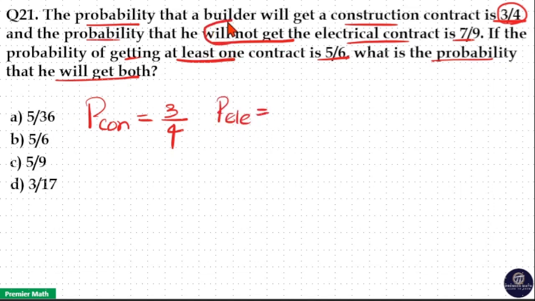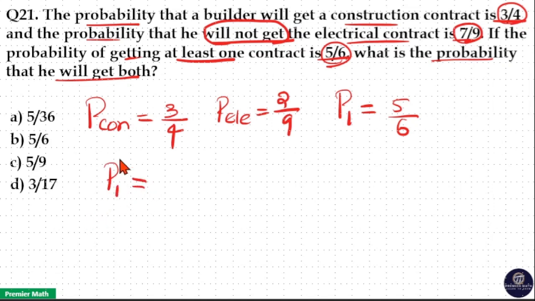Here, the probability of not getting the electrical contract is 7 by 9, which means the probability of getting the electrical contract is 1 minus 7 by 9, which is 2 by 9. Now, the probability of getting at least one contract is 5 by 6, which means the probability of getting at least one contract is equal to the probability of getting the construction contract plus the probability of getting the electrical contract minus the probability of getting both contracts.